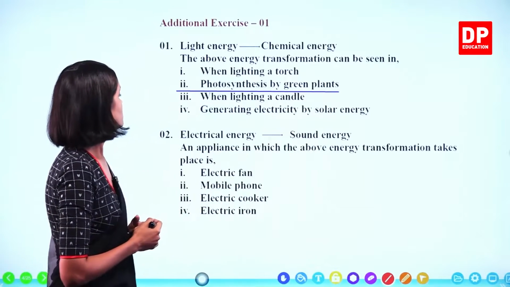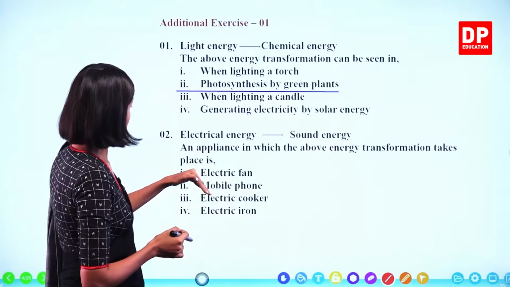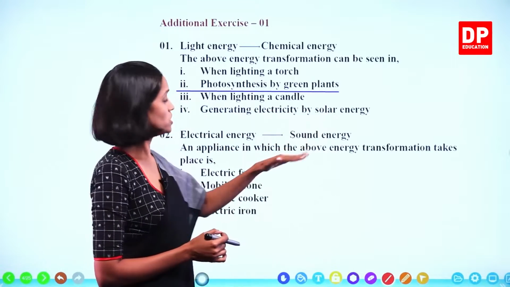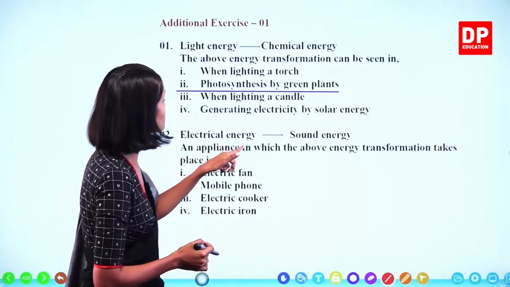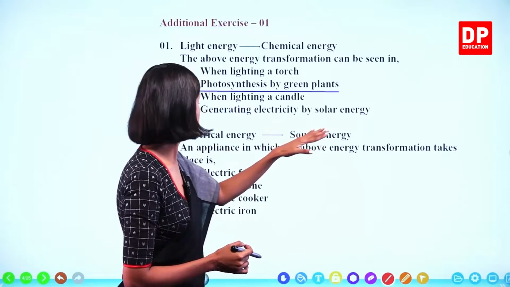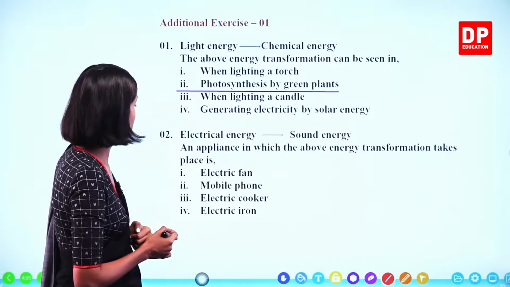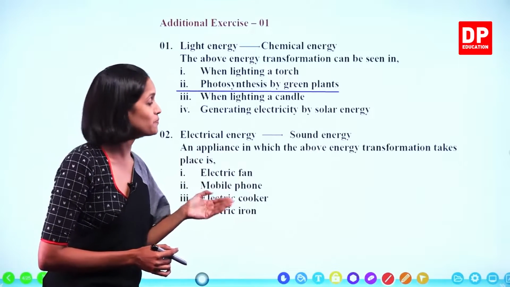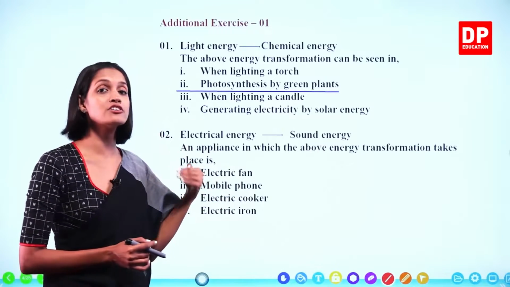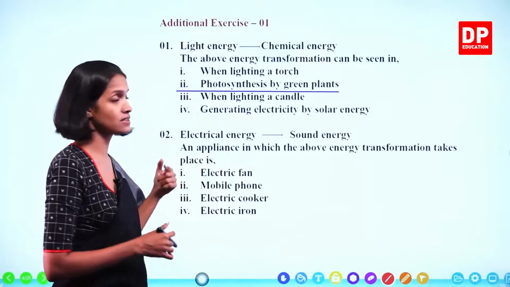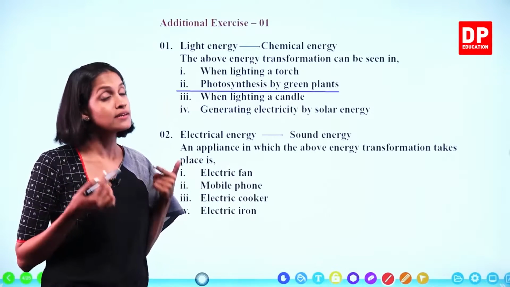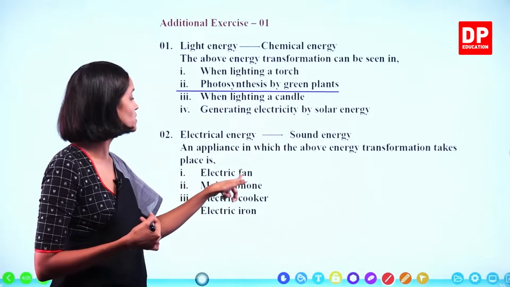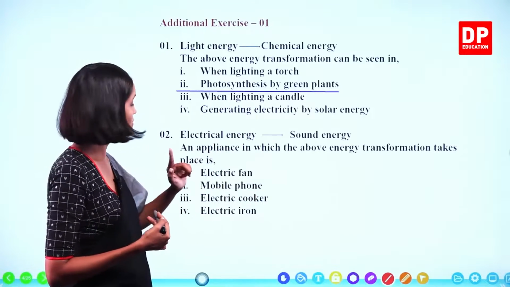Number 2. A similar question. Electrical energy is converted to sound energy. An appliance in which the above energy transformation takes place is, let's see, electric fan. Electric fan, what happens when you switch on the fan? It starts rotating. So in that case, rotating means moving, kinetic energy. So electrical energy is converted to kinetic energy there, right?